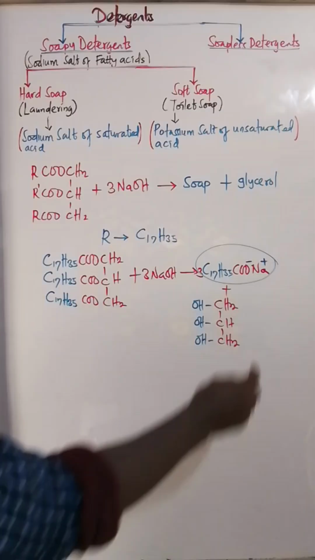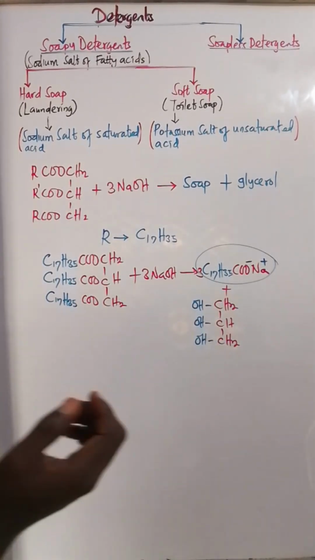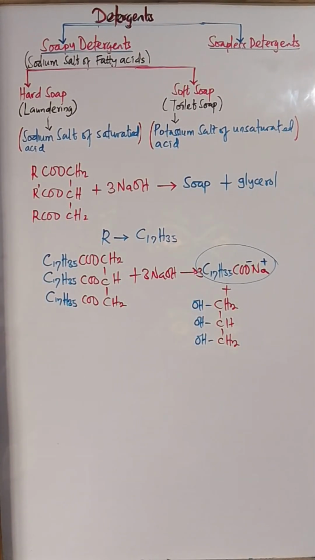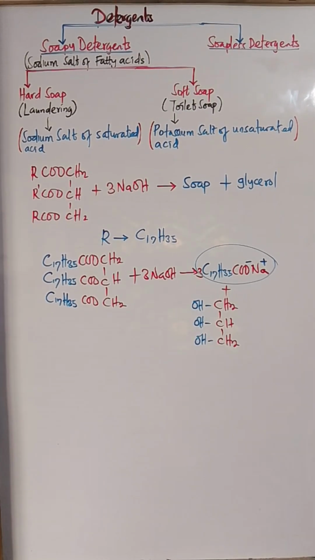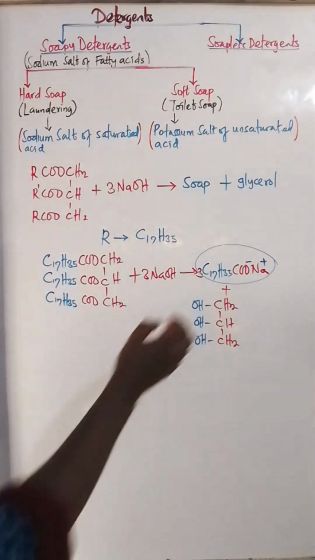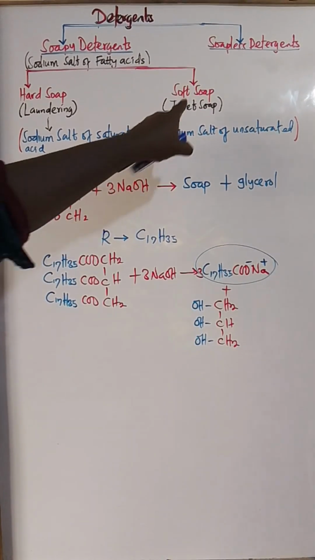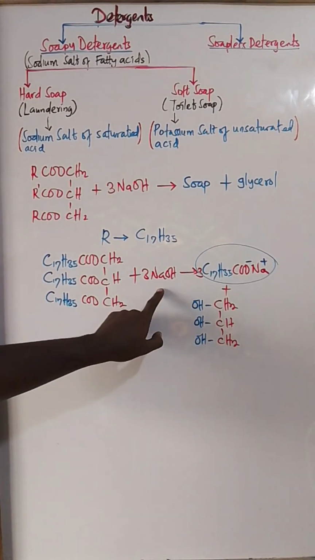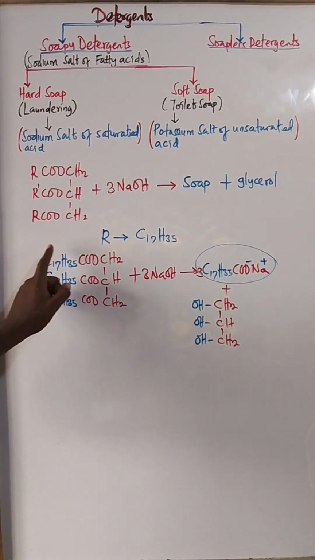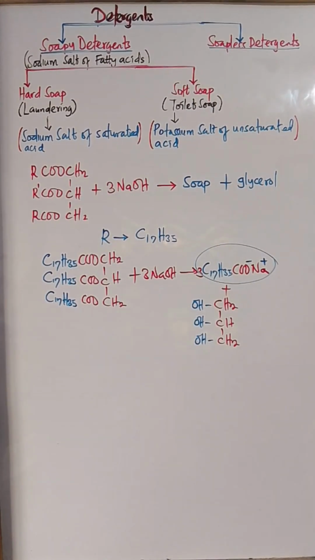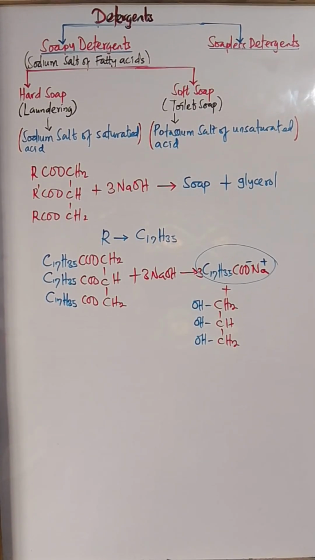So how do you name this one? Sodium, and 18 is what? Octa is 8, then deca is 10. So 18 is going to be octadecanoate. So we can just call it sodium octadecanoate. So to get a soft soap, we are going to use what? KOH instead. Then we are going to use unsaturated acid with alkanol to get the ester, the oil or fat.